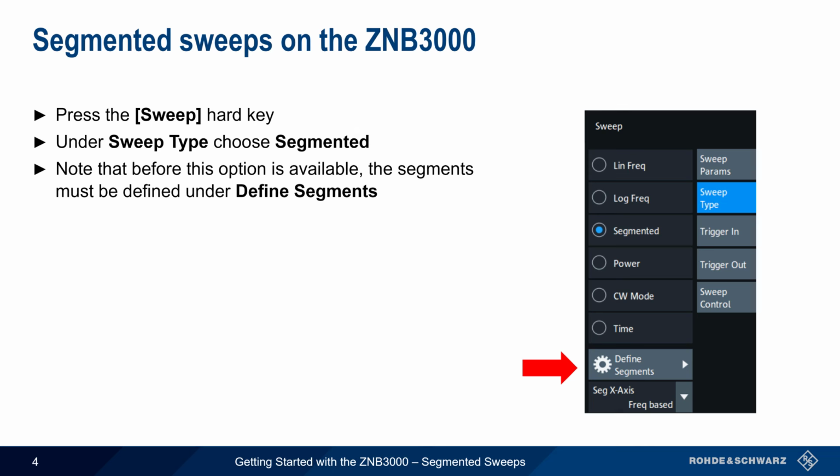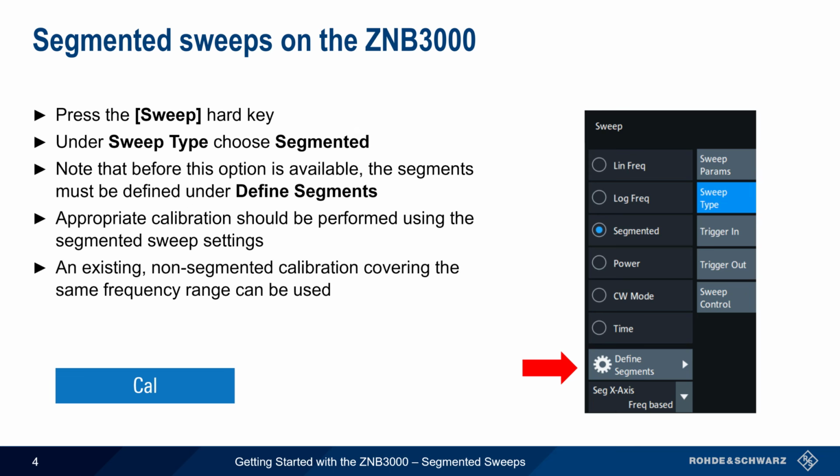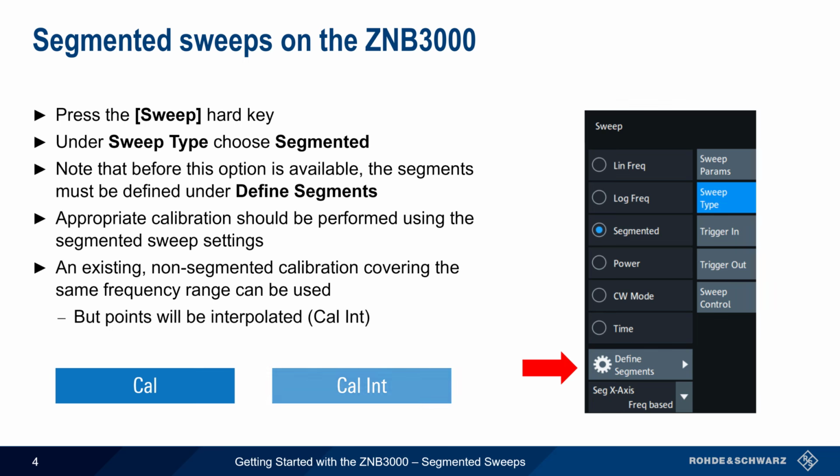As with most other VNA measurements, an appropriate calibration should be performed using the segmented sweep settings. An existing non-segmented calibration covering the same frequency range could also be used, but in this case the points will be interpolated, and the calibration label will change to CalInt.